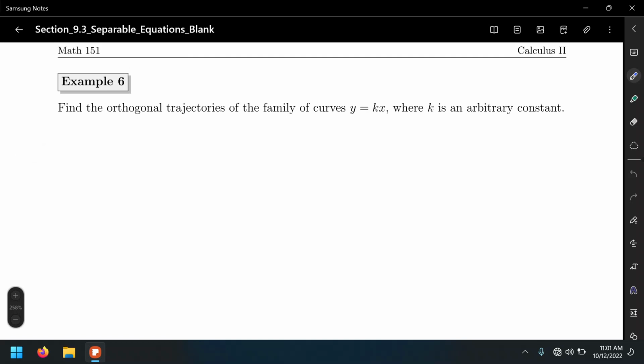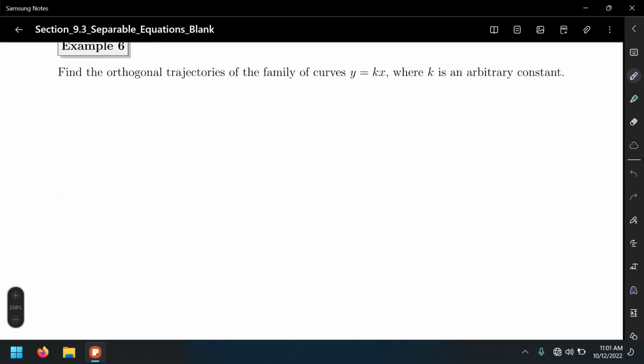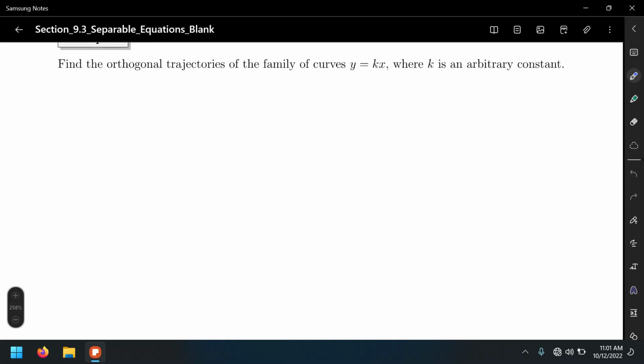So they're asking us to find the orthogonal trajectories of a family of curves of the form y equals kx. And if we observe this family of functions y equals kx, this is a family of linear functions. Number one, that's because the variables are raised to the first power, and that k for different values would represent the slopes of those linear equations, right?